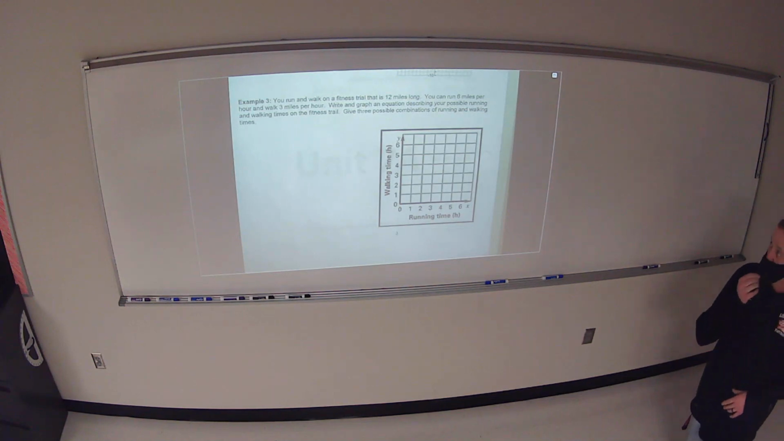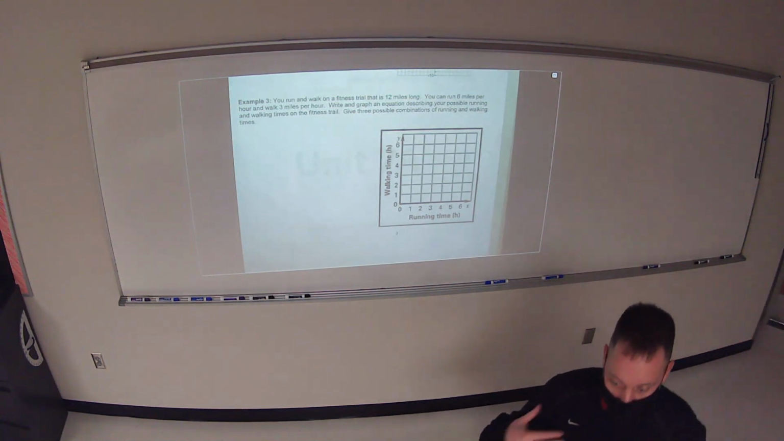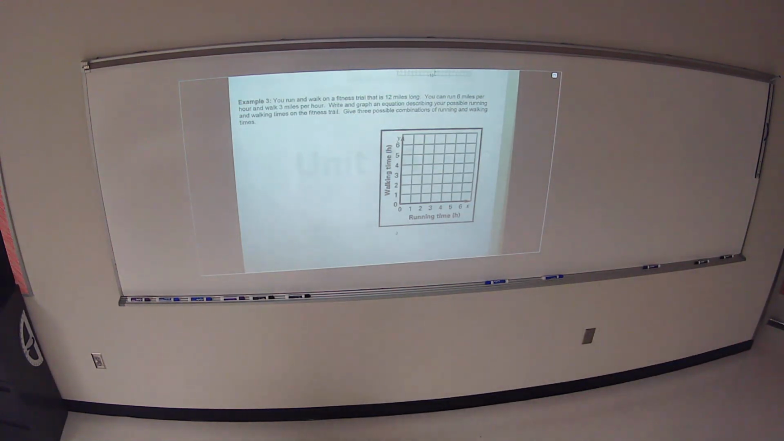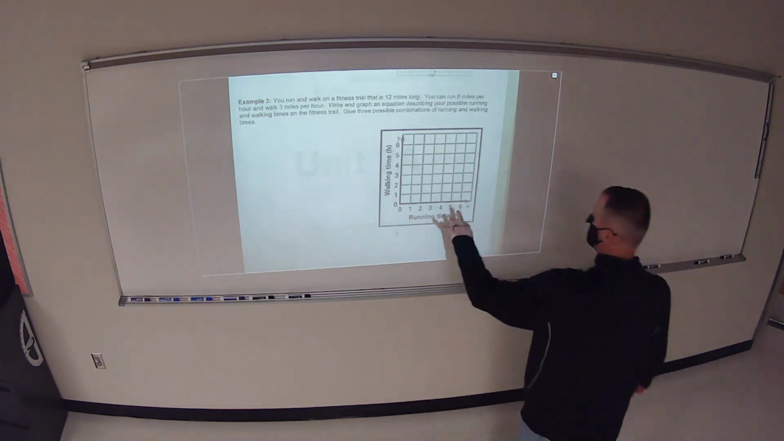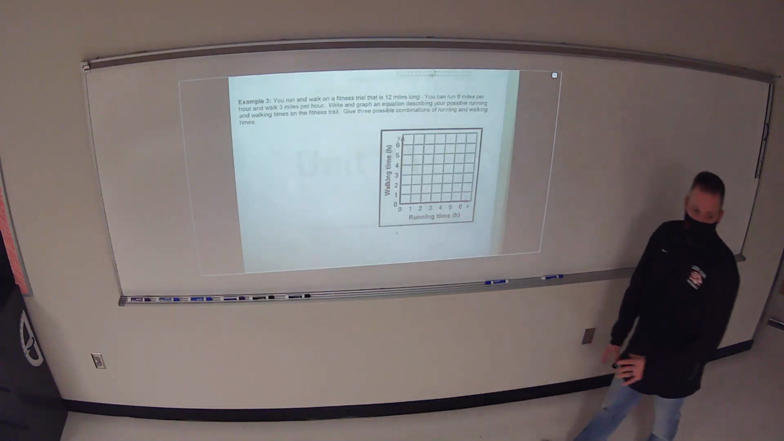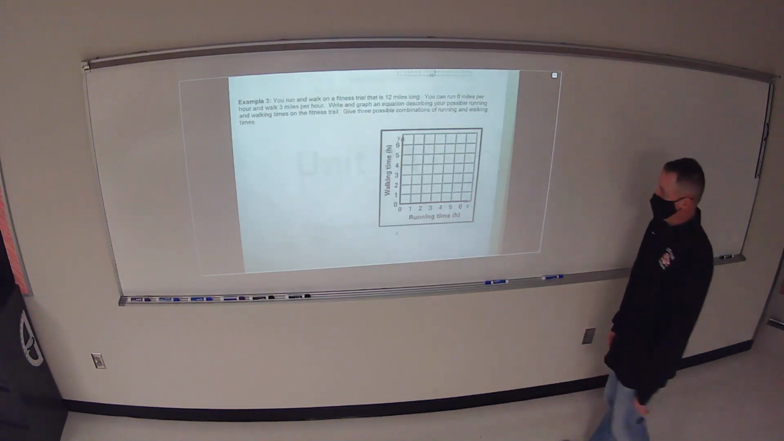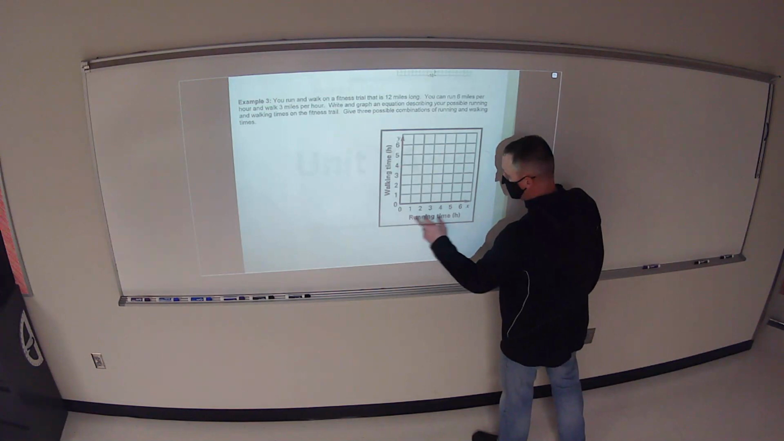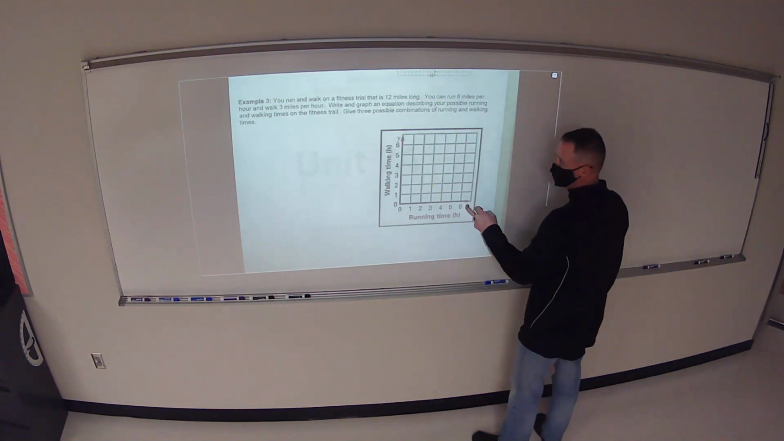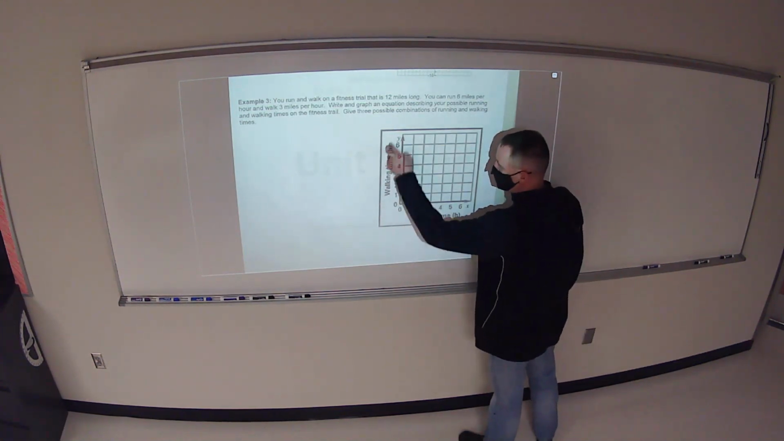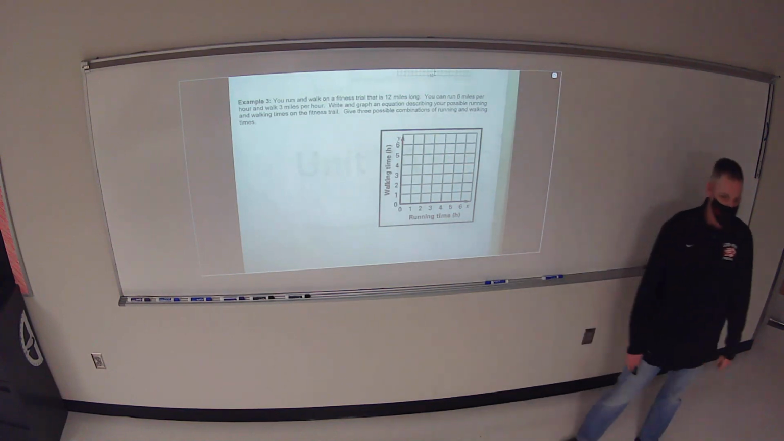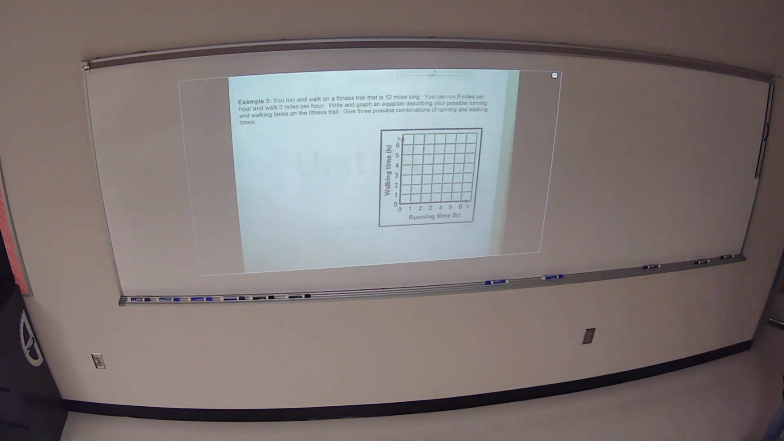So in order to be able to graph this, the very first thing we need to do is what? We need to write an equation. It's hard to graph an equation if you don't know what the equation is. So we need to begin this problem by writing the equation. Now you're going to notice that as they've gone through here, we've got different variables, okay? So we have our running time, which we're putting on the x-axis, and we have our walking time, which we are putting on the y-axis. Okay, so we need to make sure that we pay attention to those.